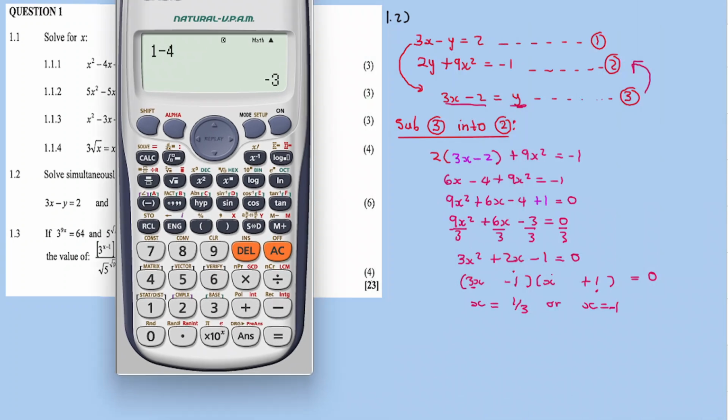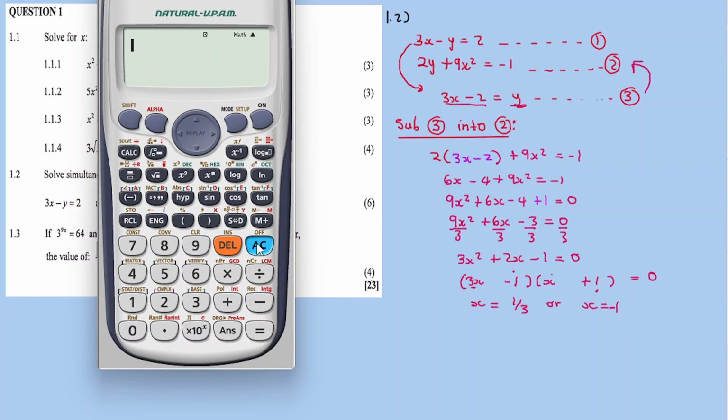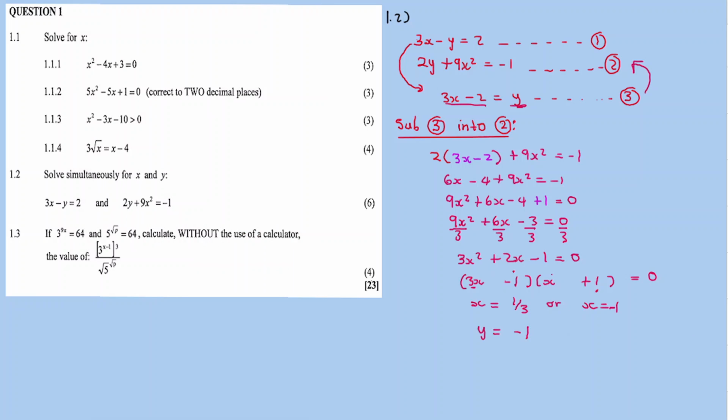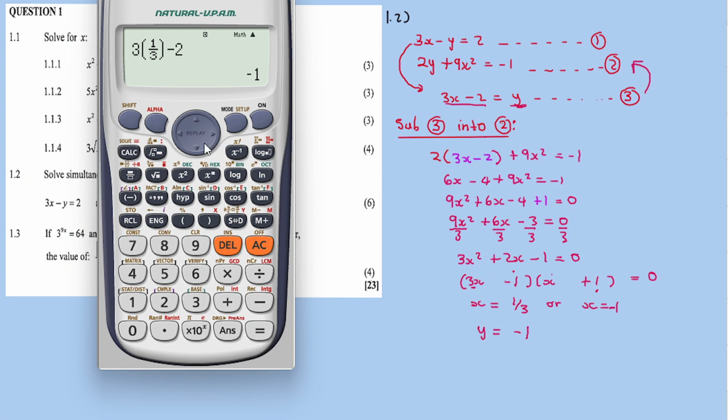Then we find the value of y by substituting x into equation 3. So it's 3 open bracket 1 over 3 minus 2. You substitute here so that I find y. So it's negative 1. Y is equal to negative 1.